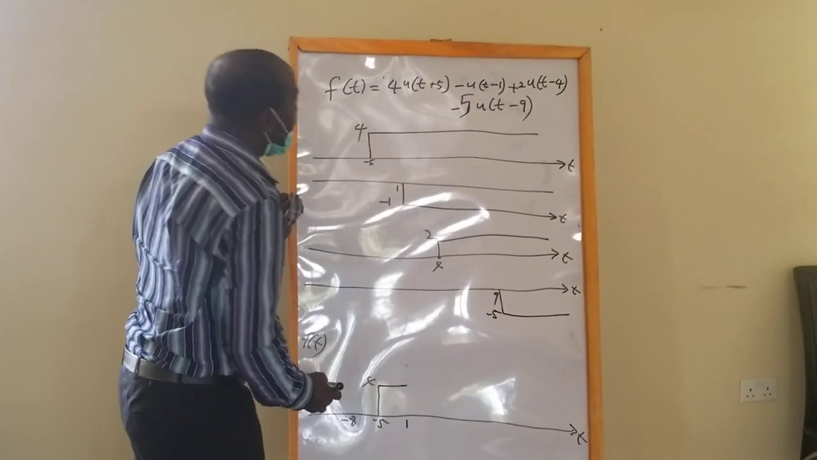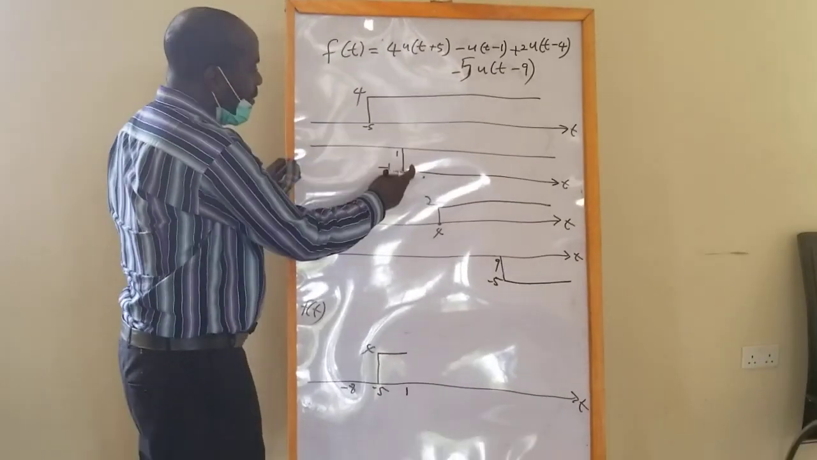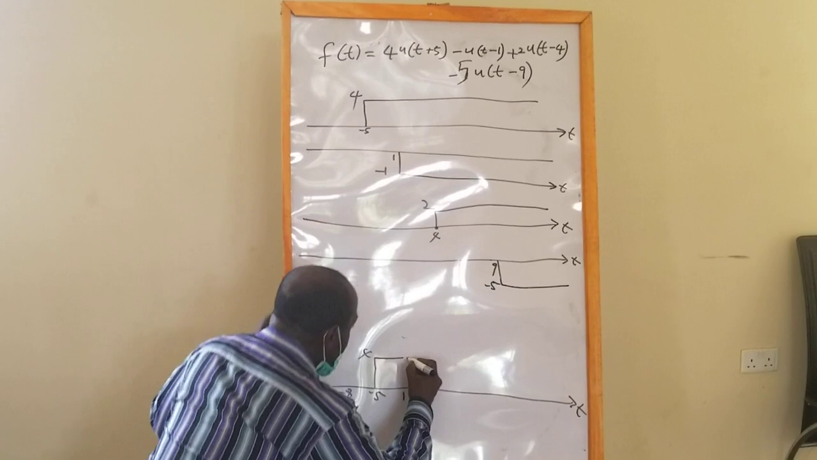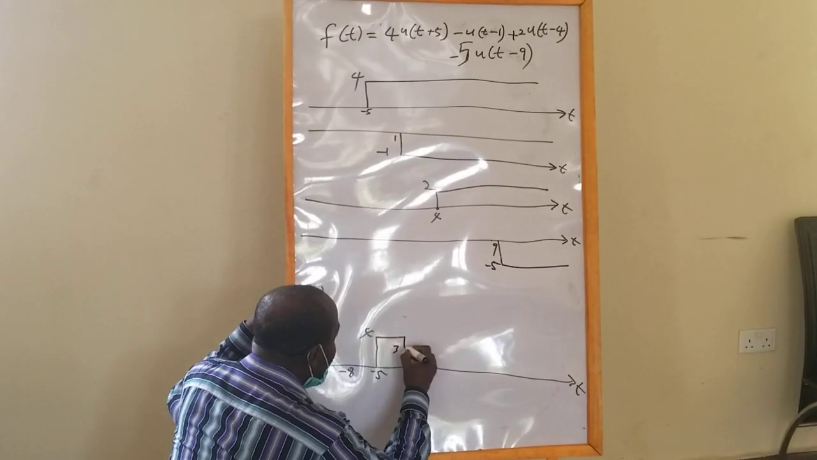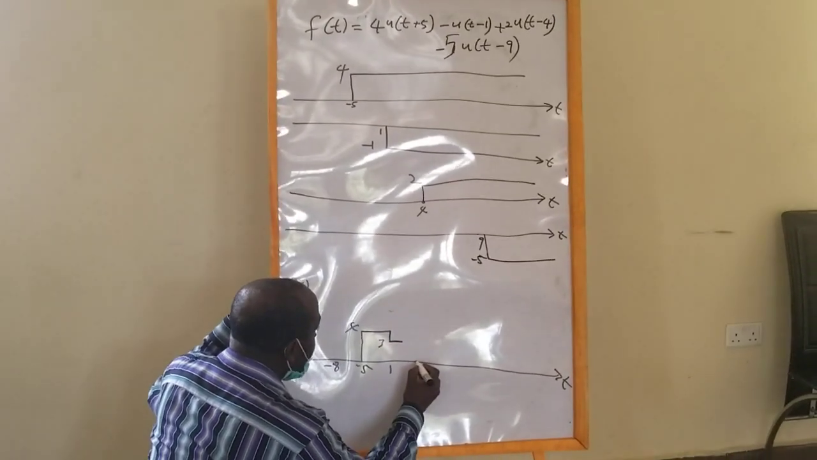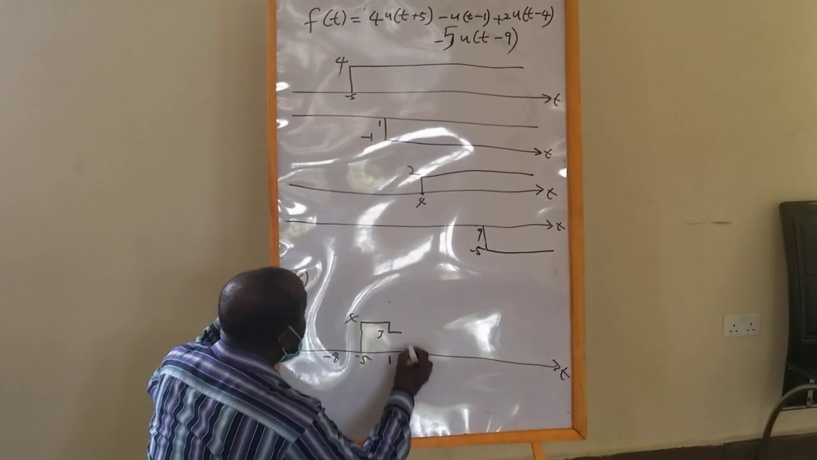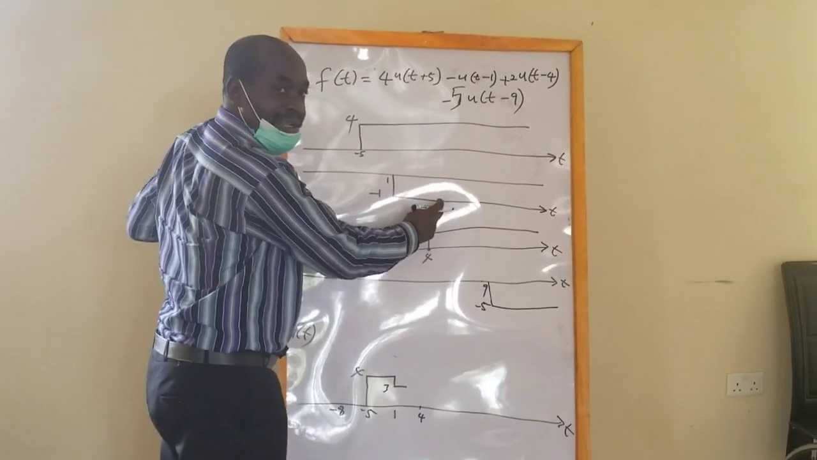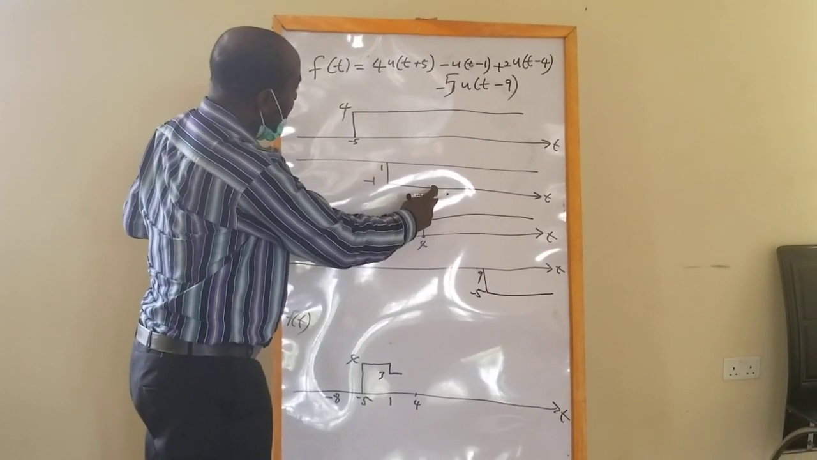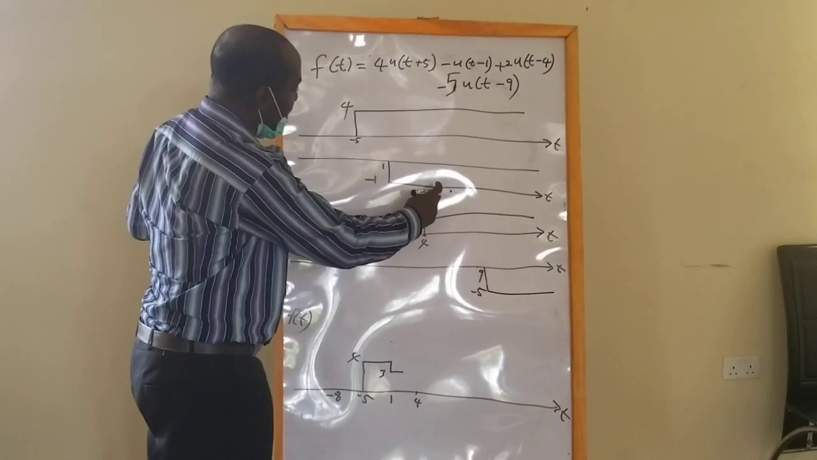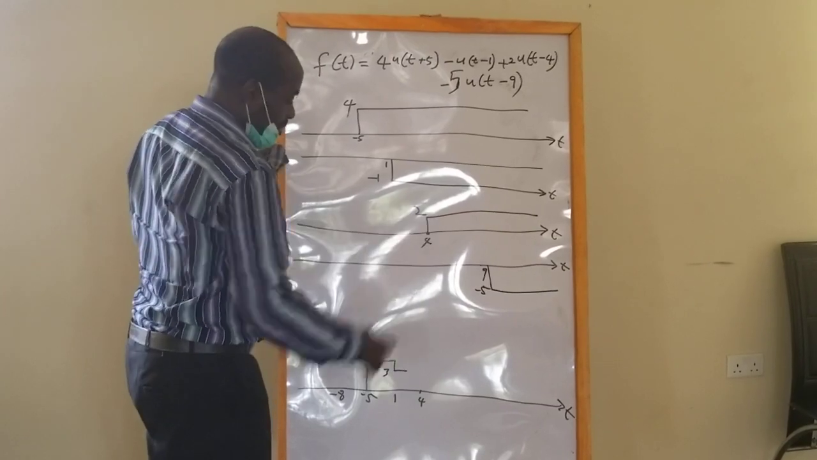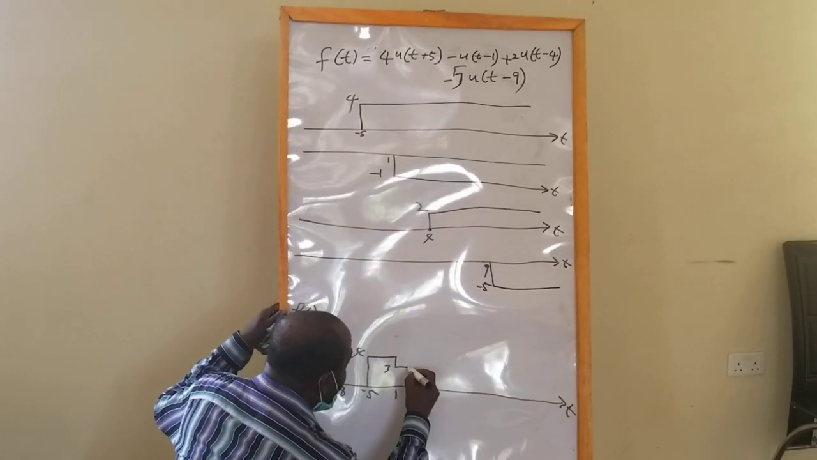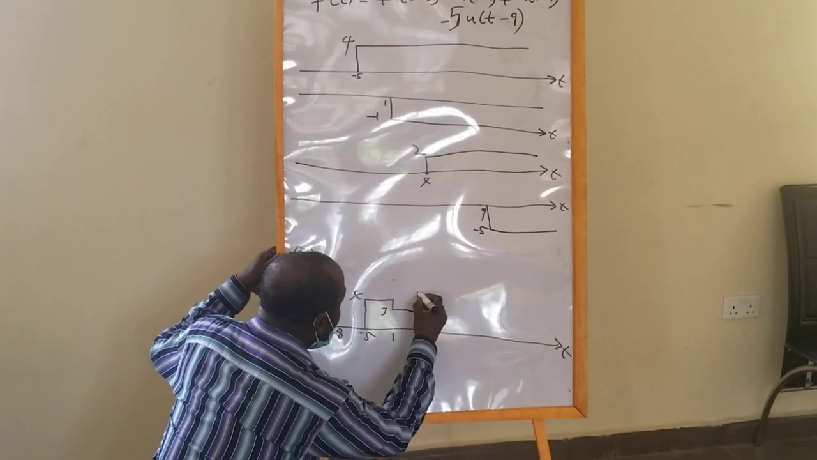When we get to 1, this guy is bringing 4, this guy is bringing minus 1. That will give us what? 3. So this will drop to 3 here, and you go like that until you get to 4. By the time we get to 4, this guy is bringing 4, this guy is bringing minus 1, making it plus 3. This guy is bringing 2, making it plus 5. So by the time we get to 4, it will rise to 5.